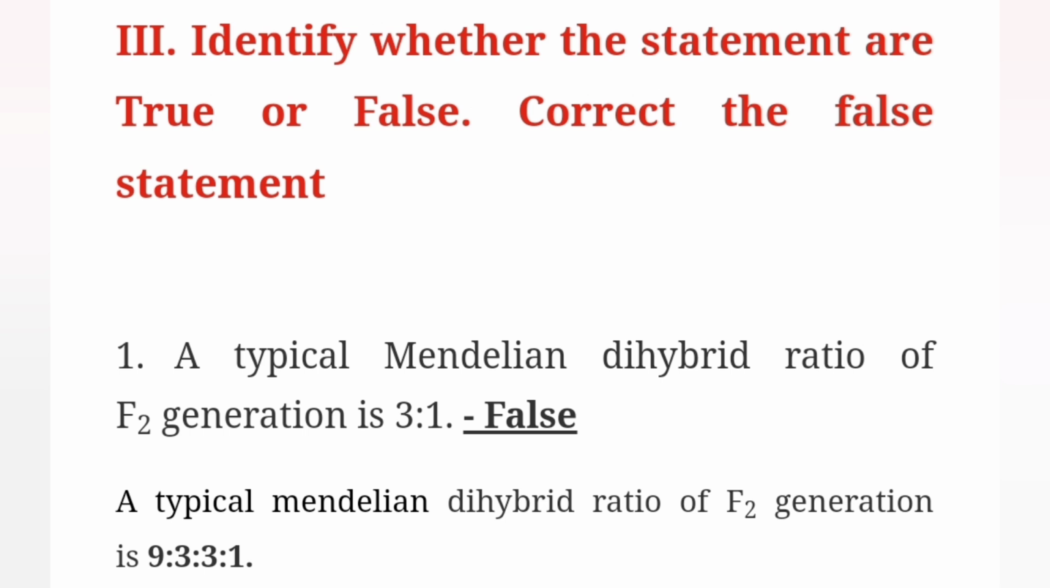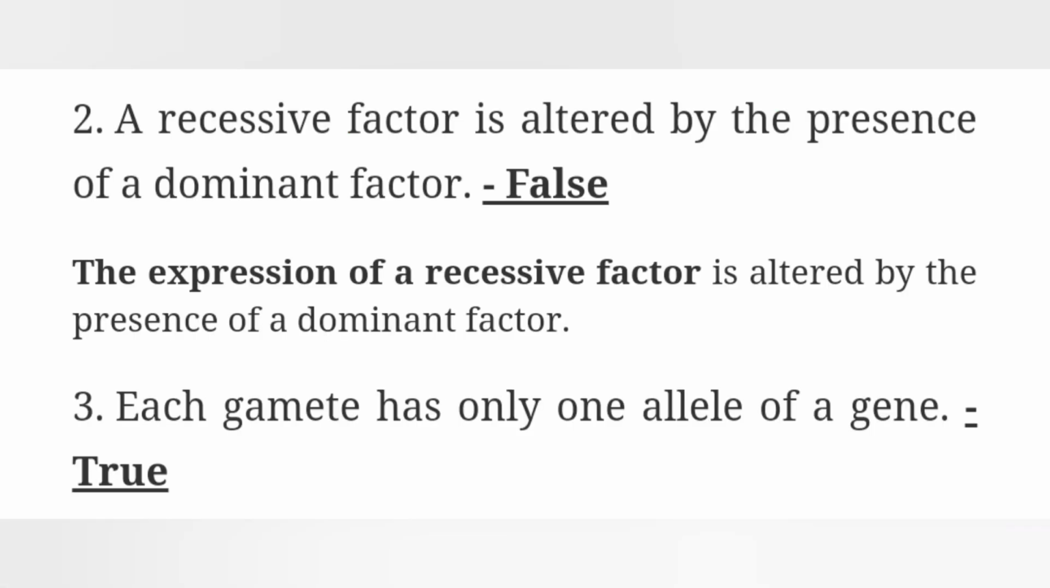Correct the statement. First one, a typical Mendelian dihybrid ratio of F2 generation is 3:1. The statement is false. The correct statement, a typical Mendelian dihybrid ratio of F2 generation is 9:3:3:1. Second one, a recessive factor is altered by the presence of a dominant factor. The statement is false. The expression of a recessive factor is altered by the presence of a dominant factor.